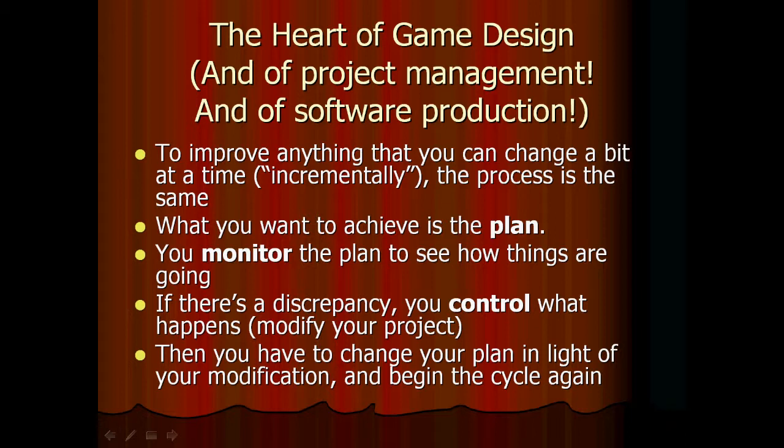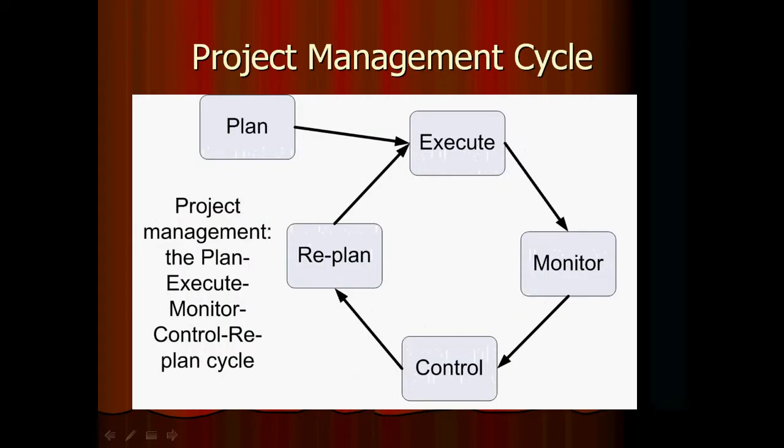If there's a discrepancy between the plan and what you learn from monitoring as you execute, then you have to control what happens. In other words, you have to change something, to modify your project to make it work in light of the new information. And at that point you've changed your plan and you begin the cycle again. Here's a diagram that shows that. You have your plan, you execute it. You monitor, control, replan, and keep going around and around until you complete the project.